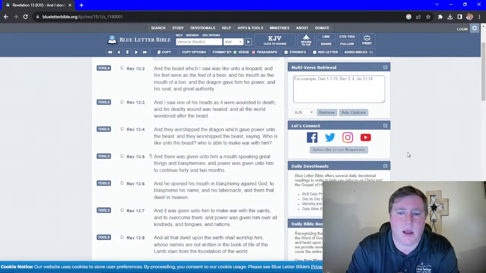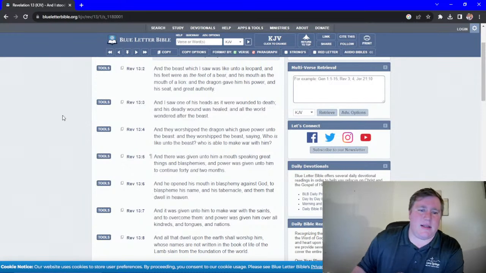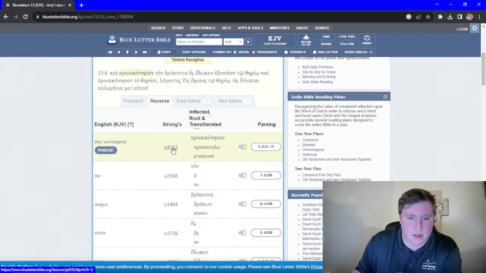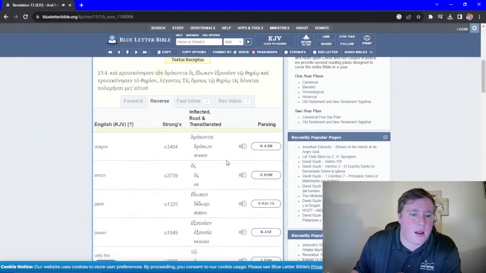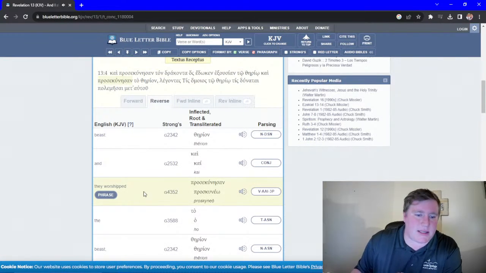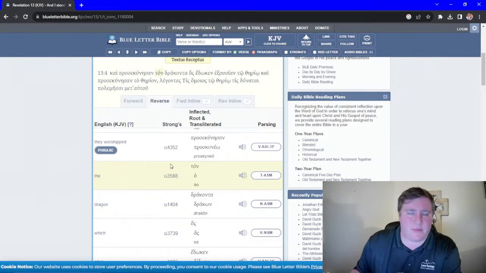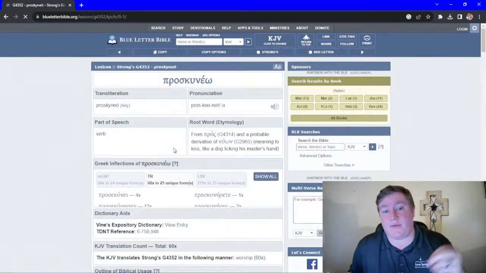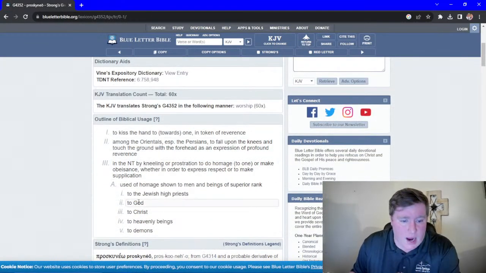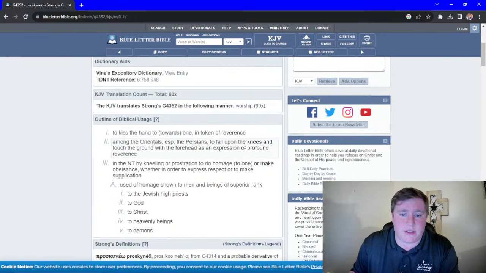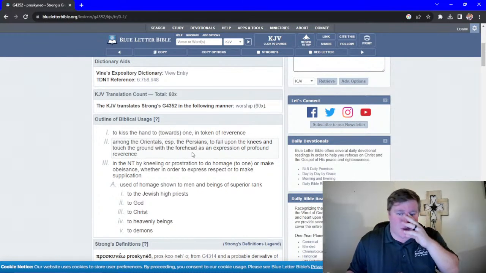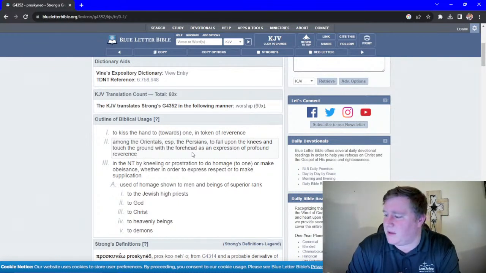And they worshiped the beast, saying, who is like unto the beast? Well, let's dive in here. Let's look at the word worship. Worshipped. That's proskuneo, Strong's G4352. And the word here is also proskuneo. But they mean two different worships. One is like servitude to a god. It's used of homage shown to men and beings of superior rank, to God. But it also could mean to kiss the hand towards one in token of reverence. Among the Orientals and the Persians, to fall upon the knees and touch the ground with the forehead as an expression of profound reverence. Kind of sounds like what the Muslims do, doesn't it?